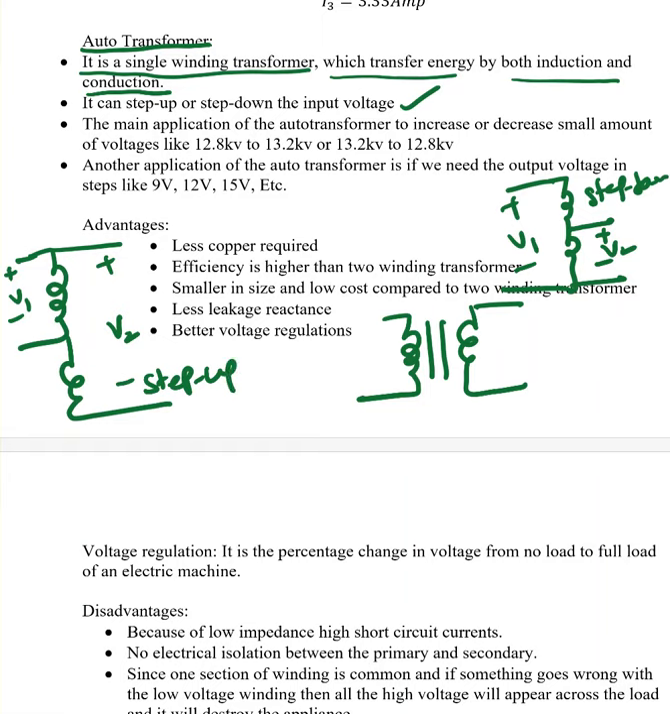The main application of the auto transformer is to increase or decrease a small amount of voltage, like 12.8 kV to 13.2 kV or 13.2 kV to 12.8 kV. So to increase or decrease a small amount of voltage, we usually use the auto transformer.